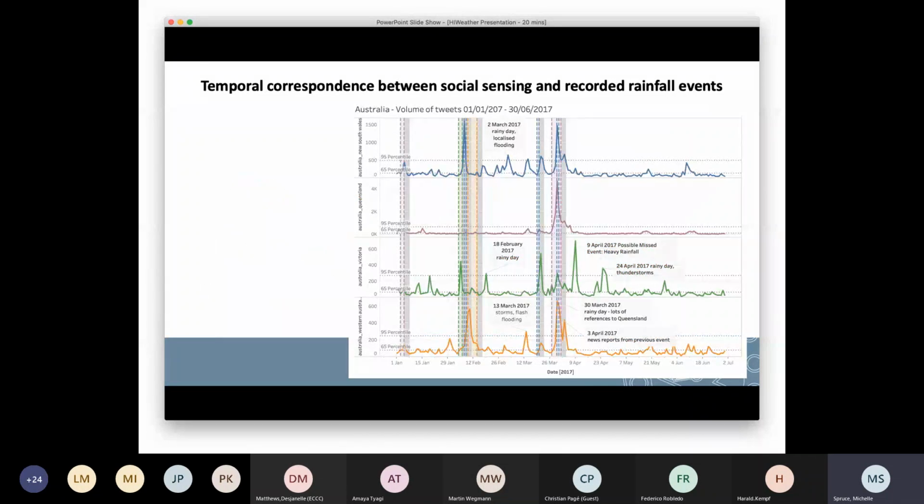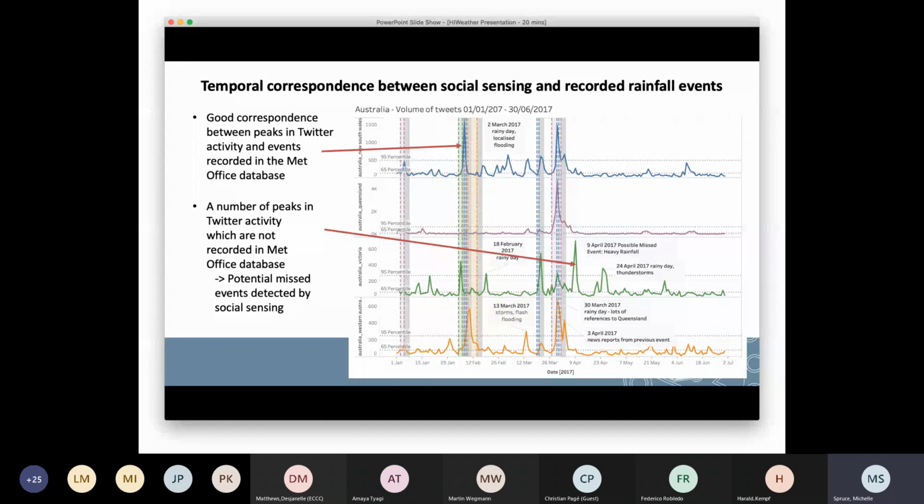What we also did was we looked across the timeline, across the 6 months, and plotted some time series of the number of tweets and overlaid that with where the events were recorded in the Met Office database. So this is an example for Australia. We've got 4 areas in Australia here where there was an event recorded in the Met Office database in that 6-month window. The line graph is showing you the volume of tweets, and each of the vertical lines coming down is where there was an event in the Met Office database. And we can see peaks in the tweet activity do correspond quite nicely with where there was an event in the Met Office database. But what's also interesting is there are a number of peaks in Twitter activity which don't correspond with an event in the Met Office database.